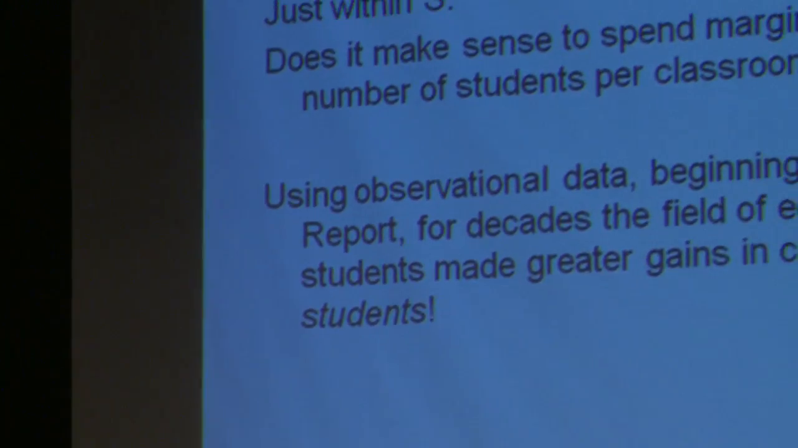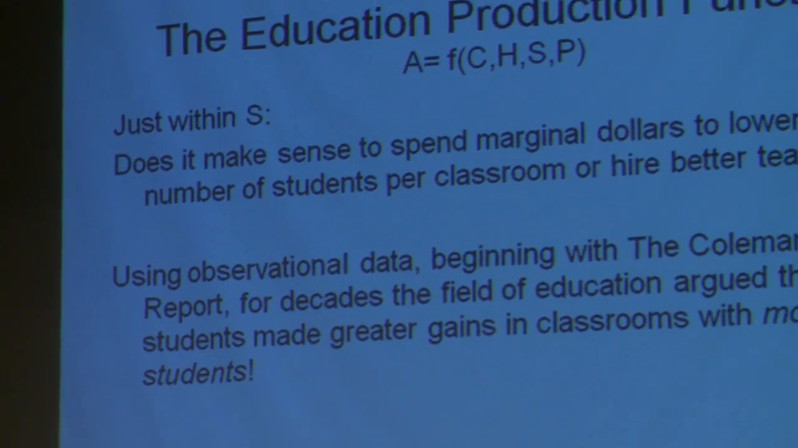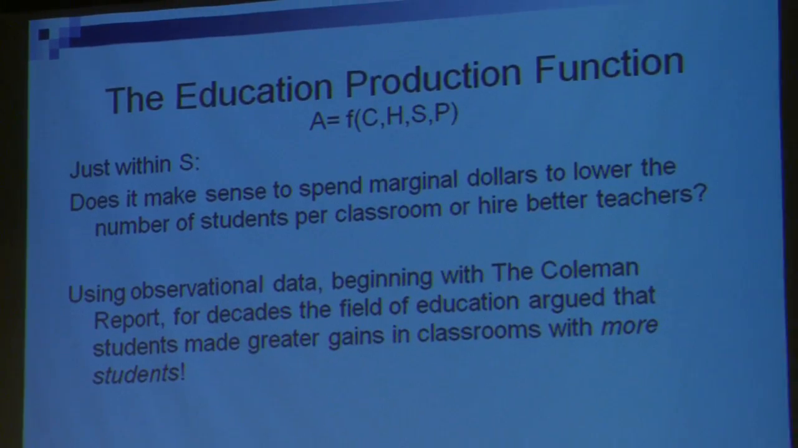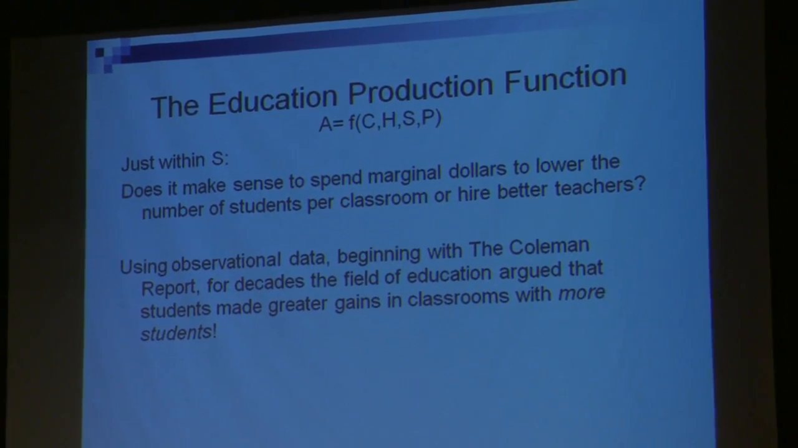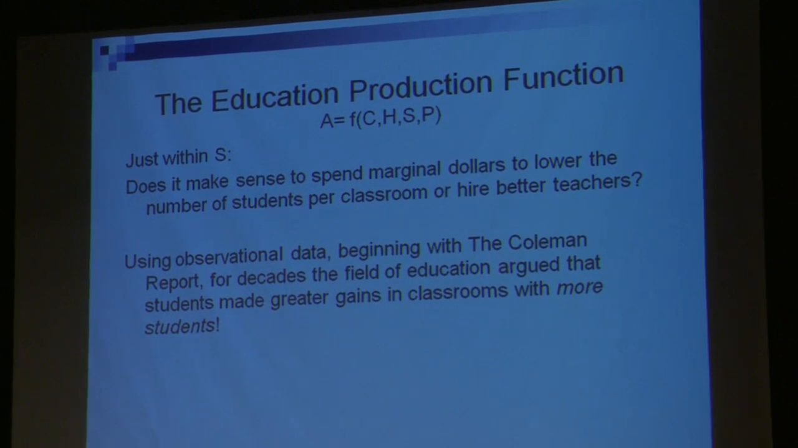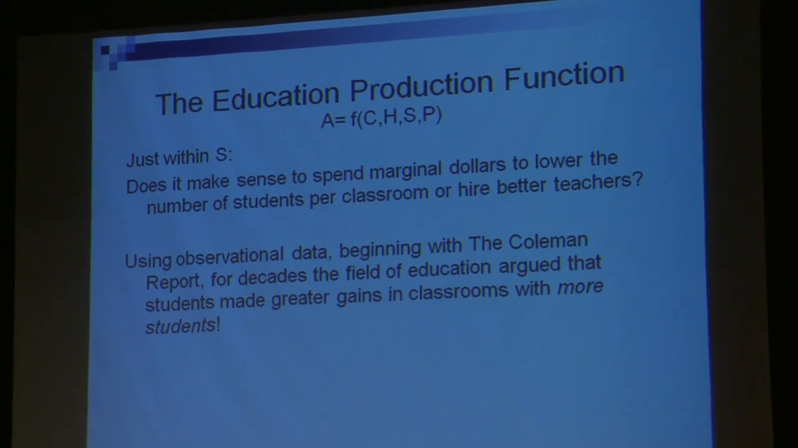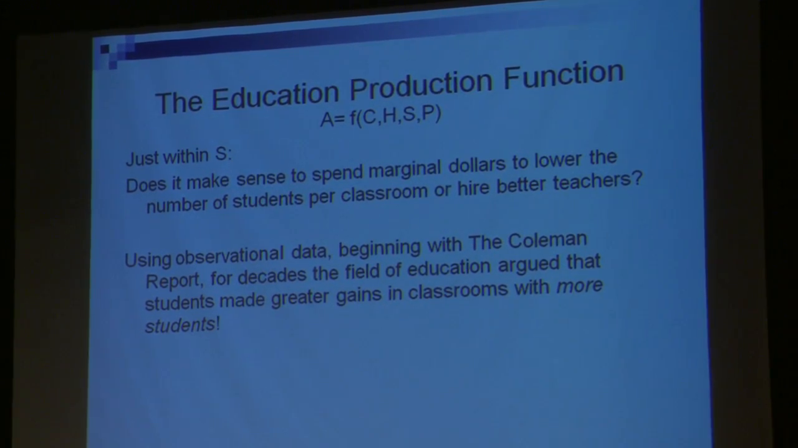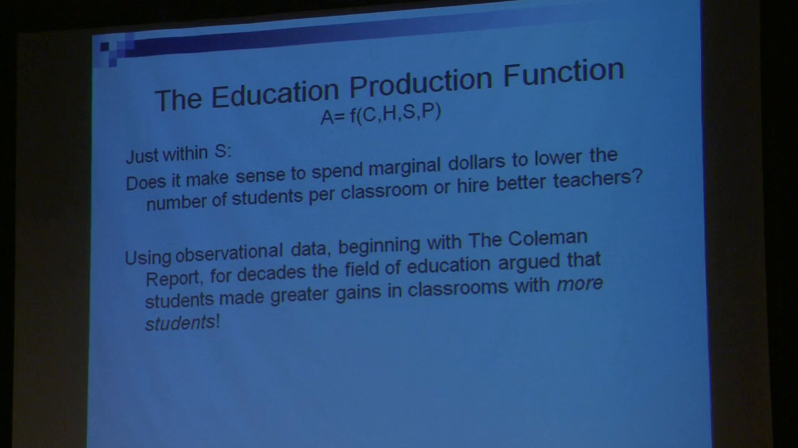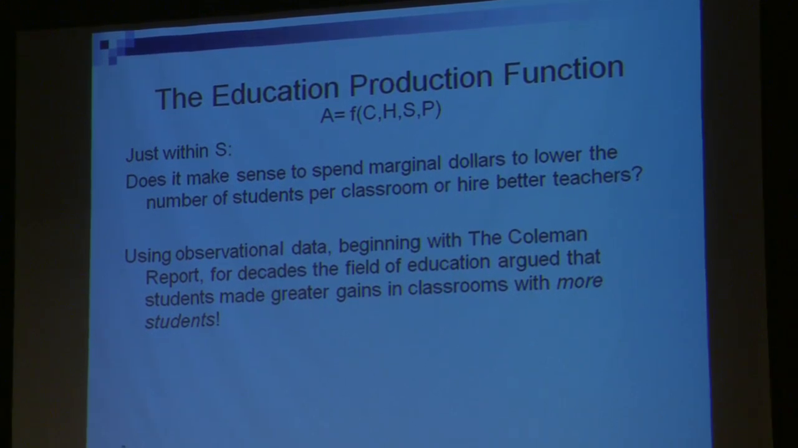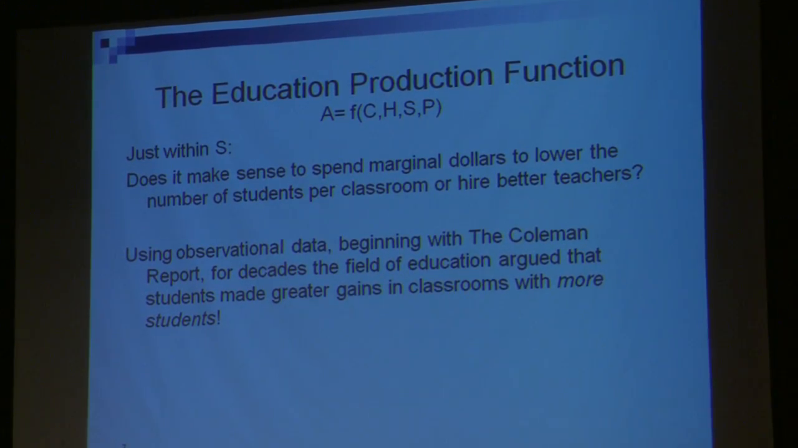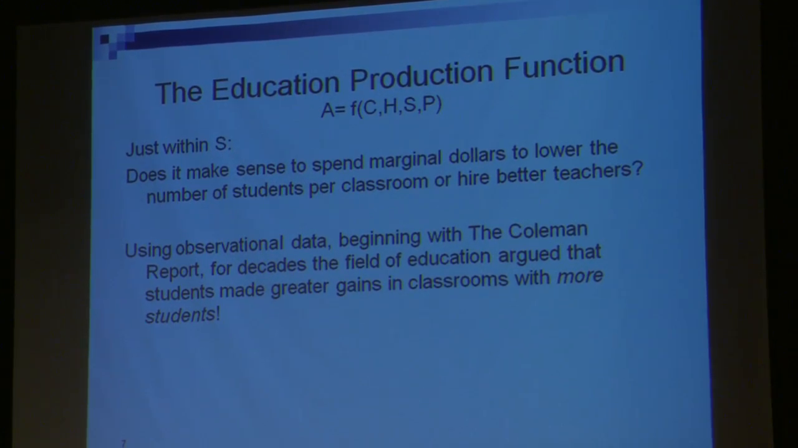If you're a student of the education literature, what you will find is that there's this very famous Coleman Report written in 1966 that came out with a very shocking result. And it said that students had bigger gains if they were placed in classrooms that had more students. And the idea was, well, there are more people to have larger peer effects around. That's how they rationalized it.